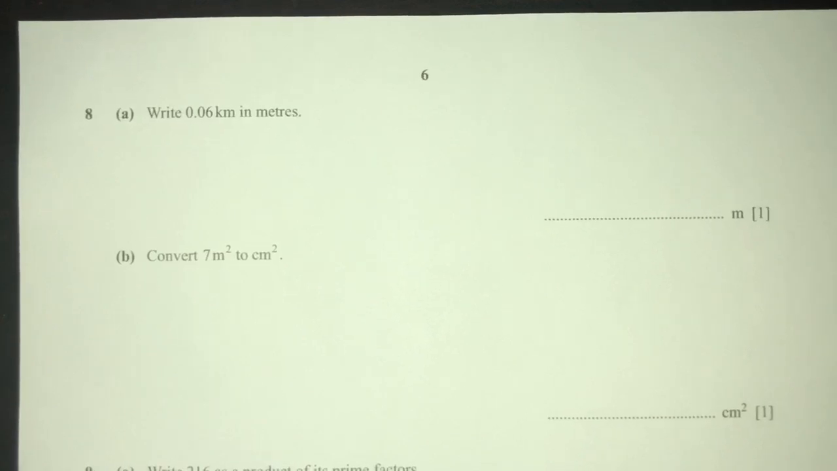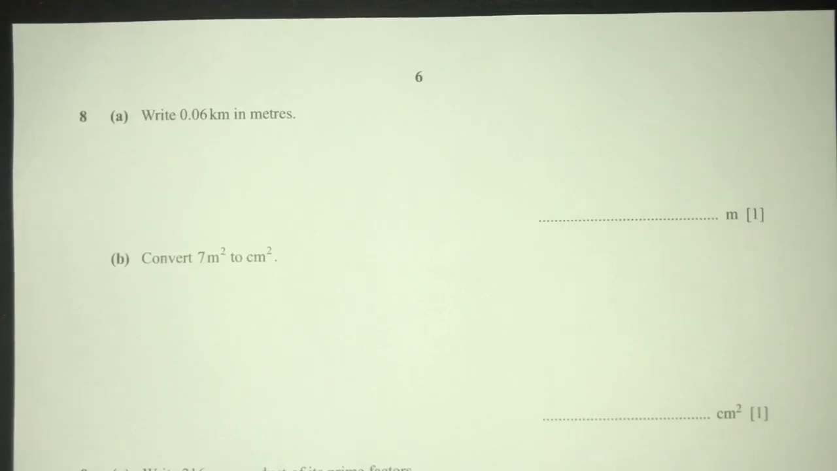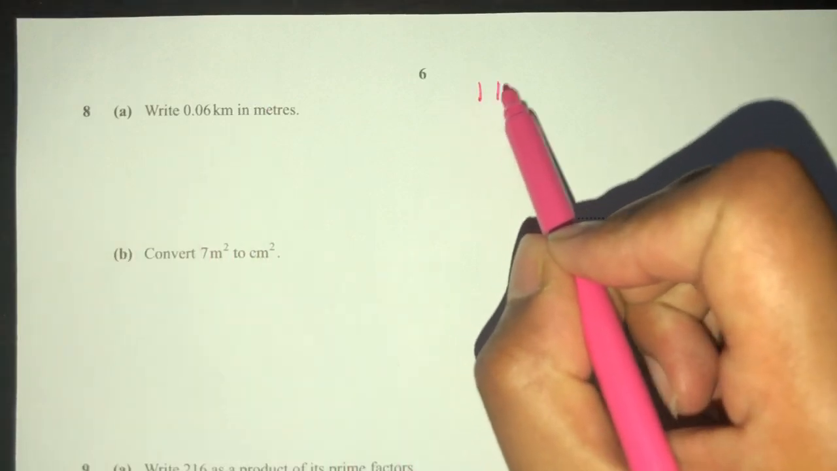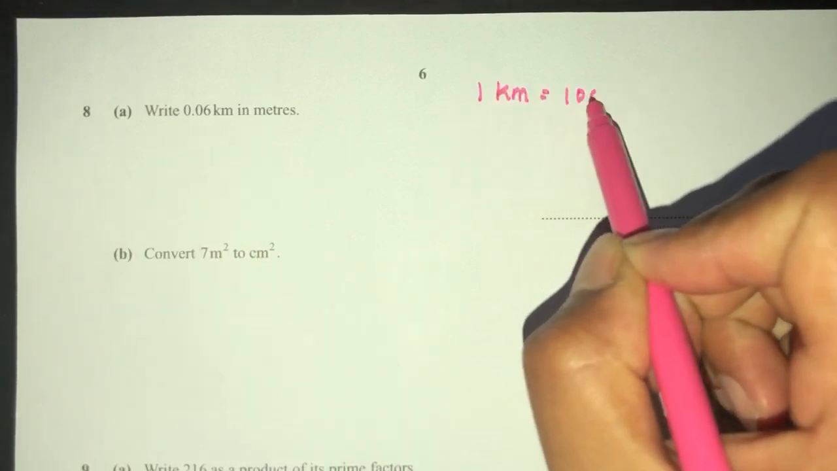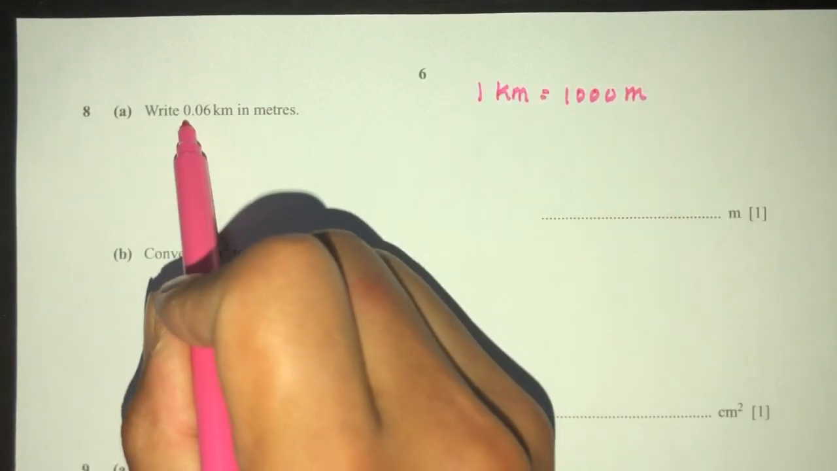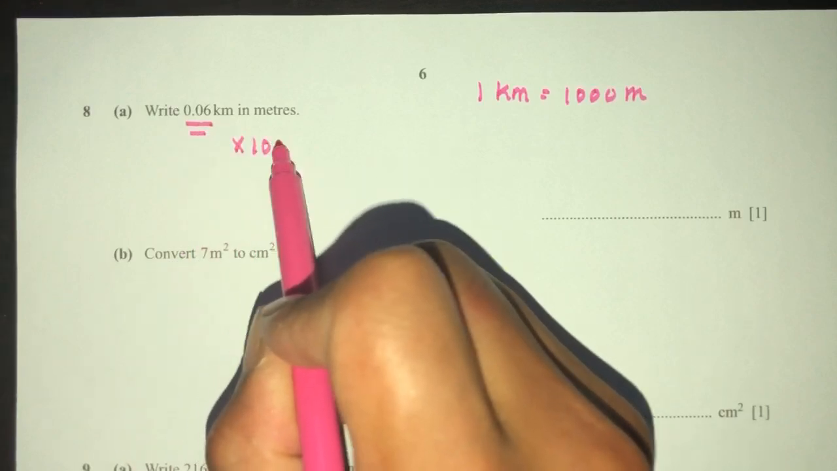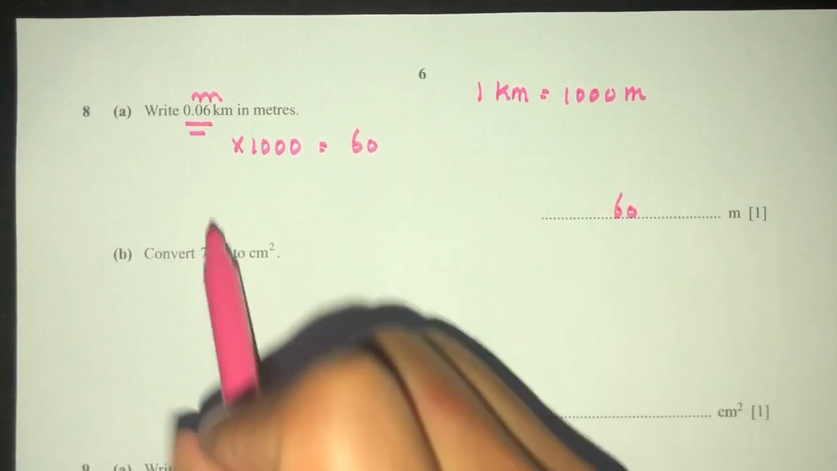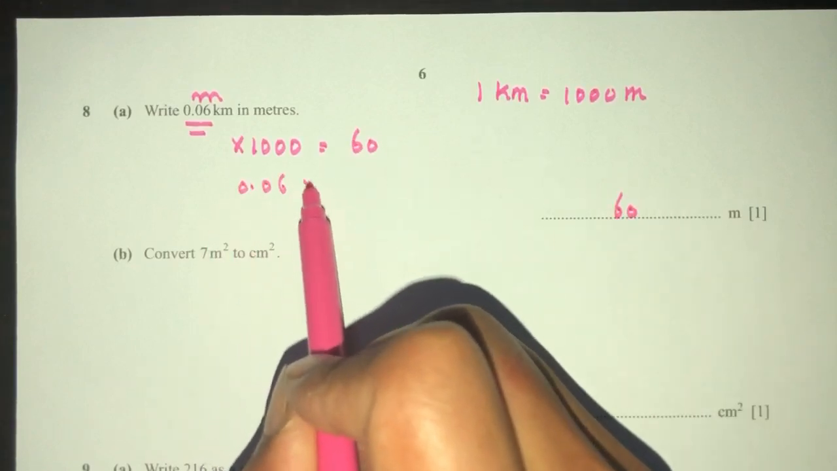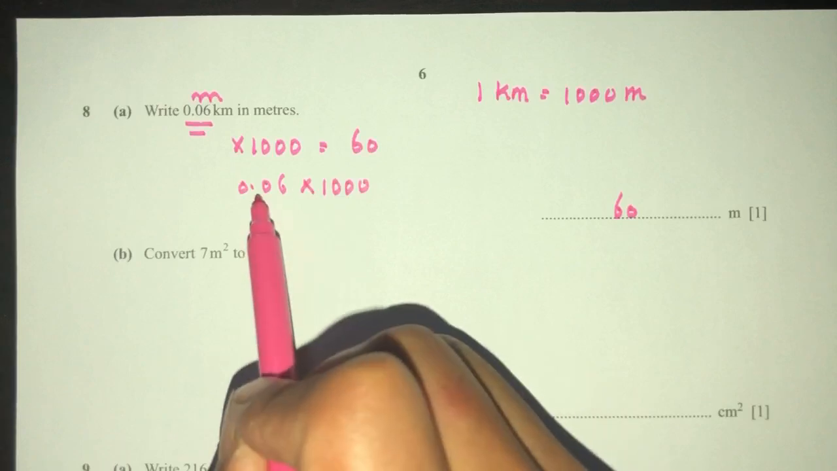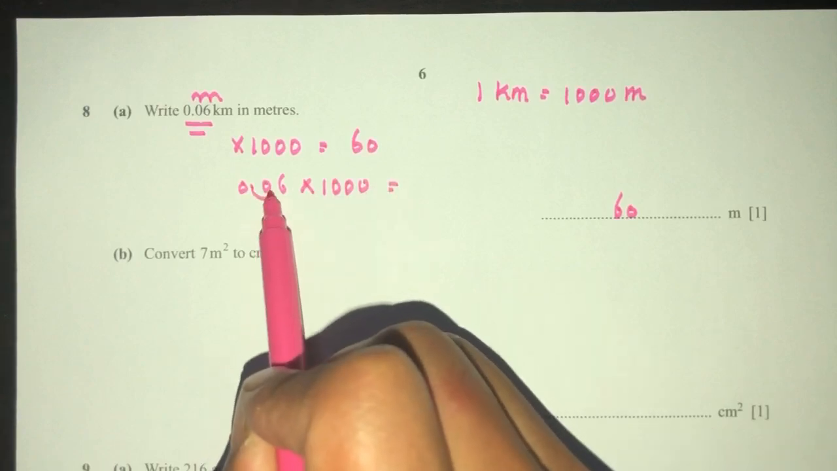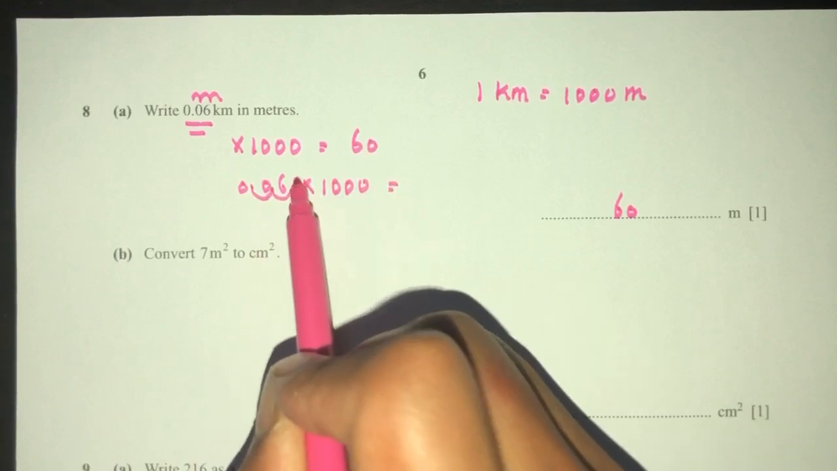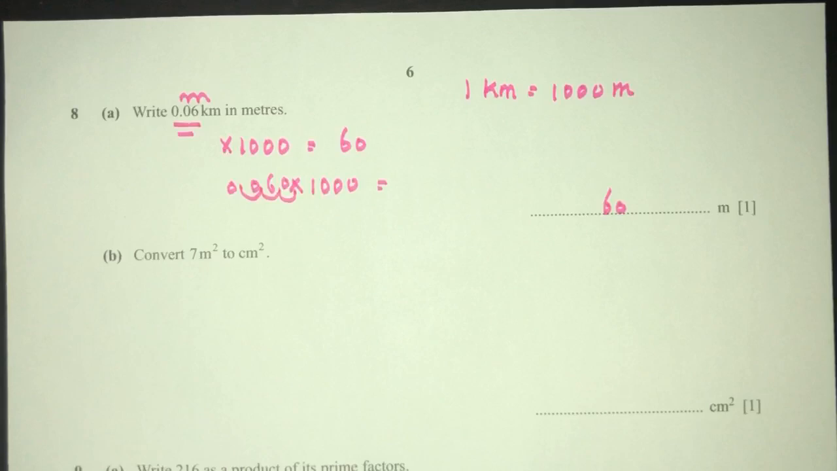Now let's move on to question number 8. So here we have to write this one in meters. So we have to understand that 1 km is equal to 1,000 meters. So obviously 0.06 km we have to multiply by 1,000. That will be what? So move 1, 2, 3, that will be 60 meters. Let's try again. So 0.06 times 1,000, we have to move by 1, 2, and 3. Right? So that will become 60 meters.